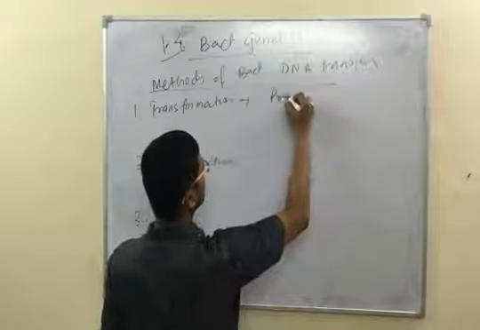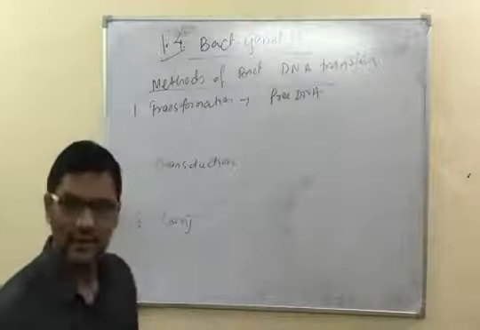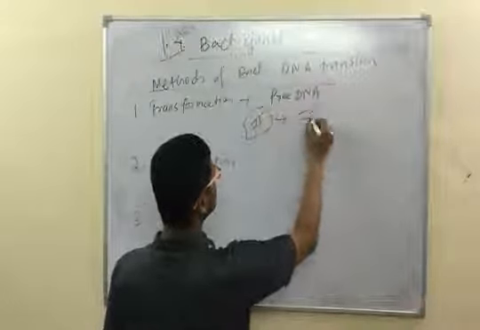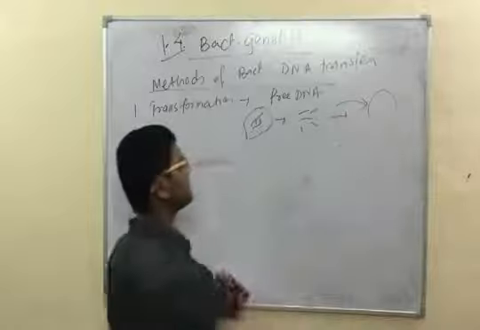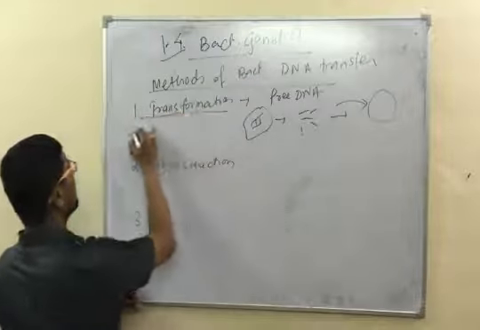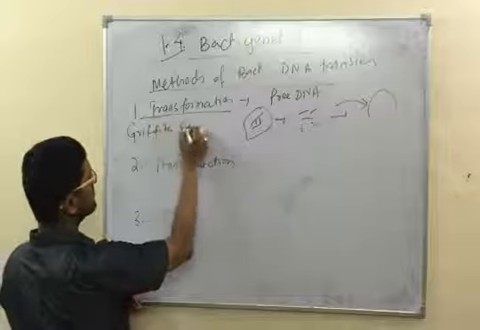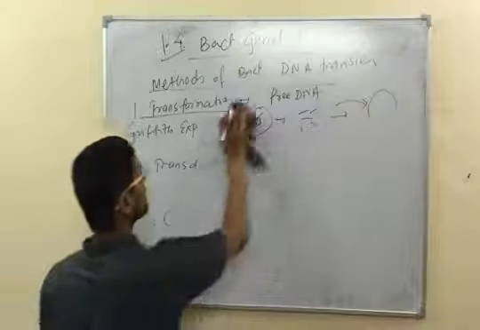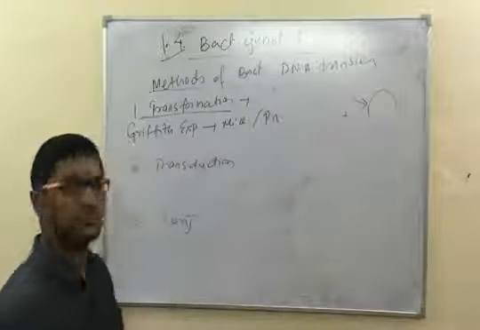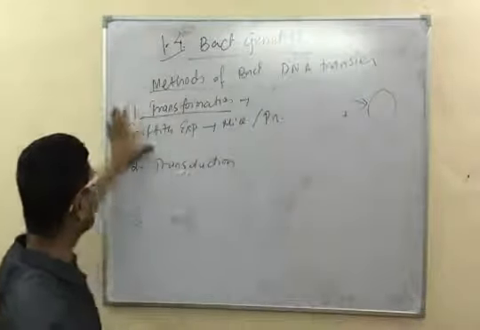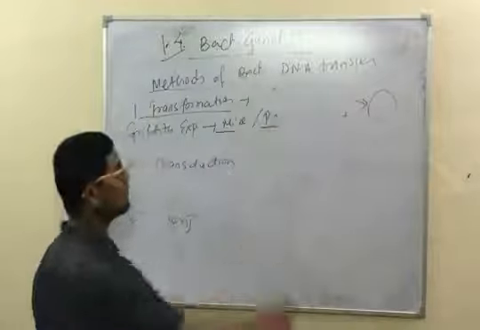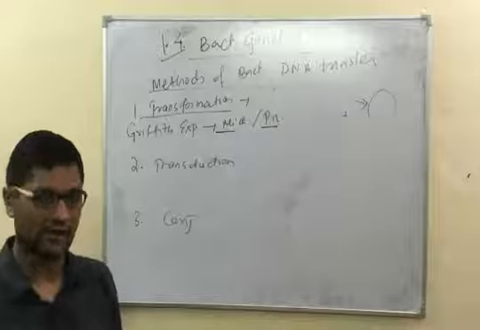The free DNA produced after bacterial death is taken up by the surrounding bacteria. If the bacteria dies, the DNA will be released outside, which will be taken up by the surrounding bacteria. This is called transformation. Just the free DNA will be taken up. And the Griffith experiment, which was done in the 1930s in mice, was done to demonstrate the transformation of pneumococcus. He used mice and pneumococcal strains to demonstrate the transformation.